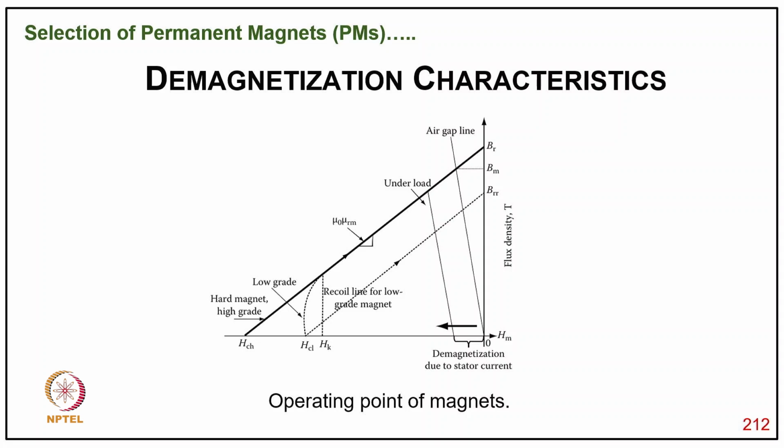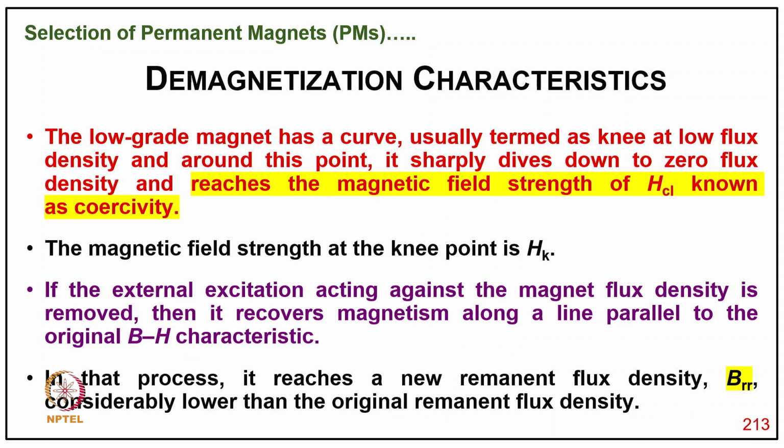So as you can see, Br is the remanent flux density here, and there are different operating points on this characteristic. The low grade magnets have a curve usually termed a knee at the low flux density, and around this point it sharply dives down to zero flux density and reaches the magnetic field strength of Hc, known as coercivity. And the magnetic field strength at the knee is Hk.